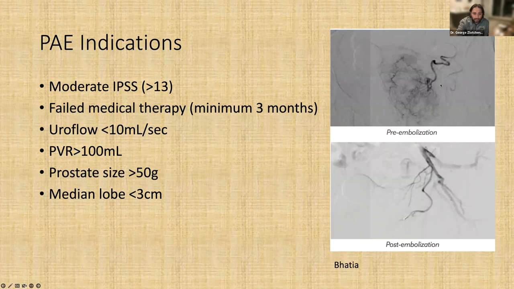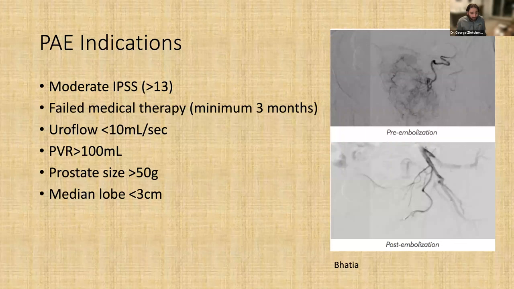Moderate IPSS score. So you want to make sure they're over 13, like I mentioned before, failed medical therapy. You'll see this 3-month number thrown out, but if they can't tolerate the medicine, then that constitutes failed medical therapy. You want their urine flow rate less than 10 milliliters per second, PVR greater than 100. So you want to make sure they're retaining some urine.